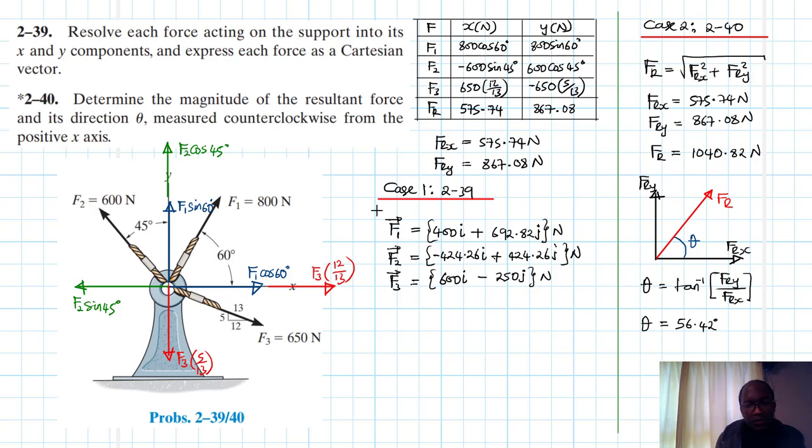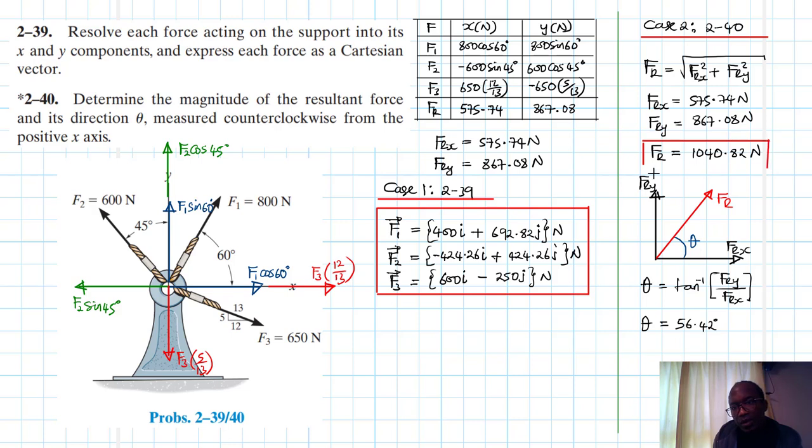Let's outline our final solution. We have the first set here, which is the set of forces, each expressed in Cartesian vector form. Then we have the resultant for the three forces, as well as its direction measured counterclockwise from the positive x-axis.